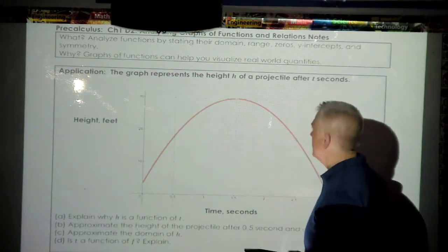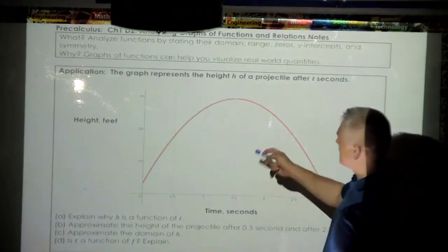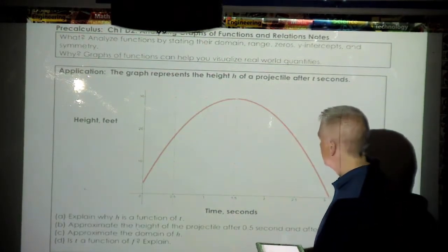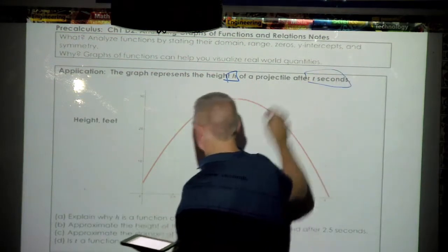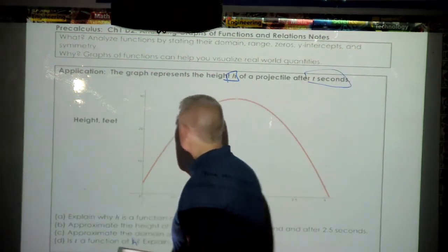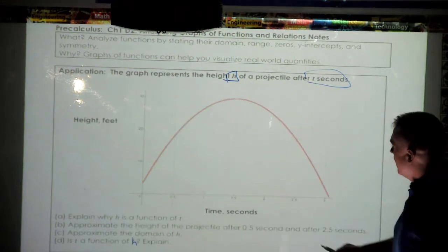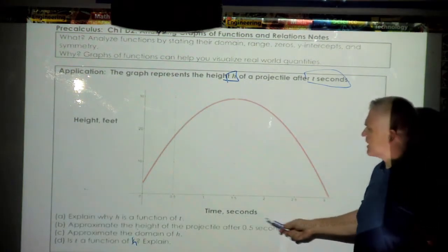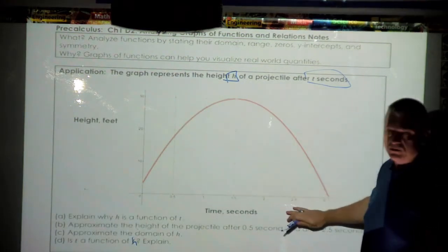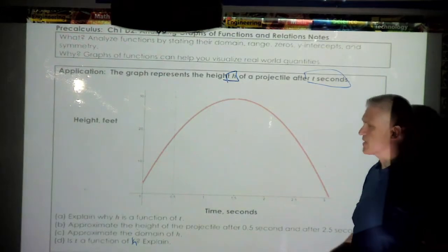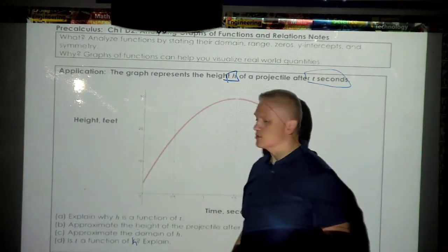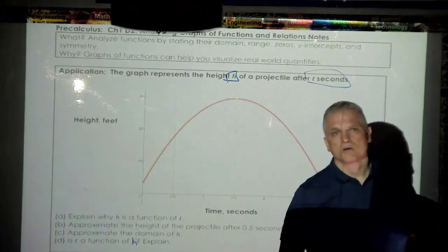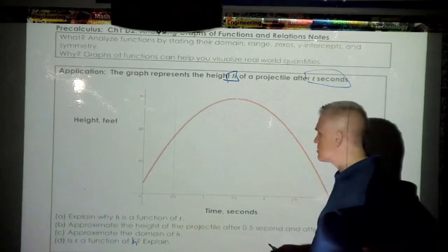Okay, so the graph represents the height, h, of a projectile after t seconds. So the time in seconds is your input, your x coordinate. They put it on the x-axis. Your height in feet, your h, is going to be your output. It's on the y-axis, right?